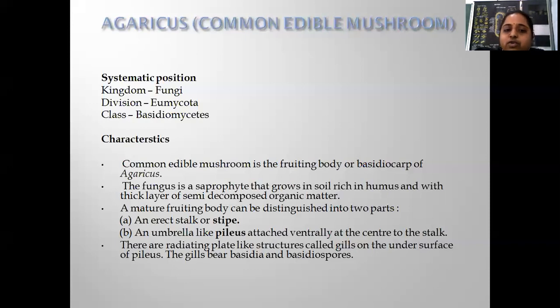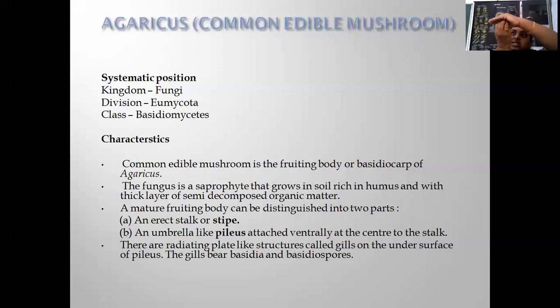A mature fruiting body can be distinguished into two parts: the erect stalk and the umbrella-like pileus. The erect stalk is called the stipe, and the umbrella-like structure is called the pileus. The umbrella-like structure is attached ventrally at the center of the stalk. So if there is a stalk and an umbrella-like structure, the umbrella-like structure is called the pileus and the stalk is called the stipe.